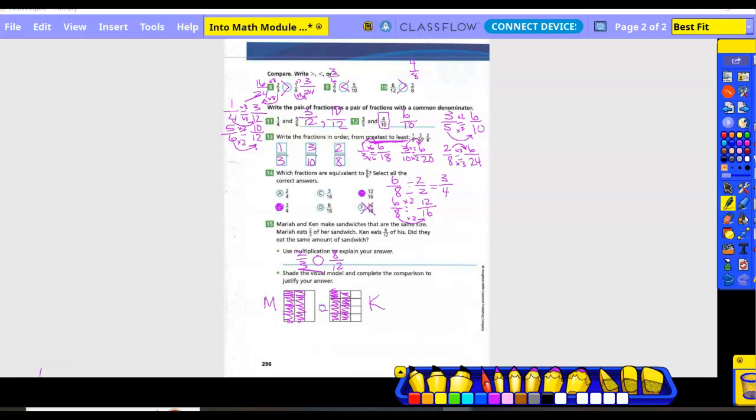Do I need to change both of those fractions? No, I only need to change this side and get a new denominator of what? 12, right? How did I get from 3 to 12? Times 4. What I do on the bottom, I do on the top. 4 times 2 is 8. So then we would have seen that they were equal there as well.